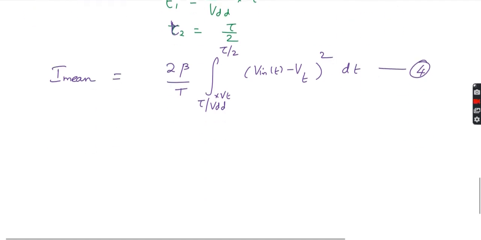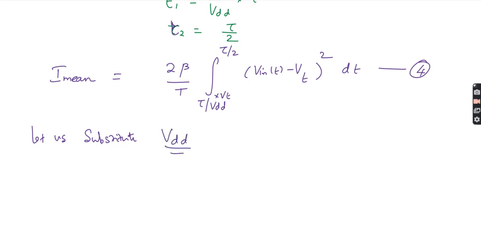Now we need to perform integration. To make it easy, let us substitute x is equal to VDD by tau into t minus Vt.